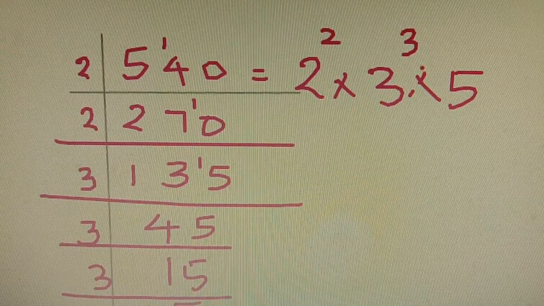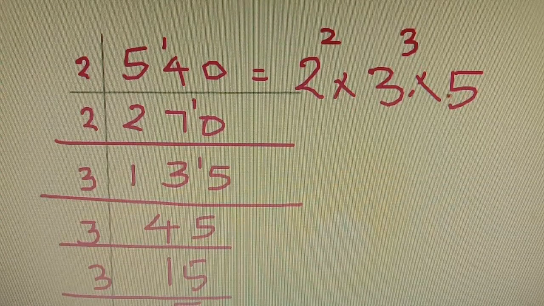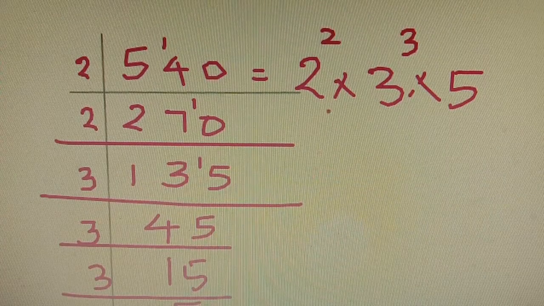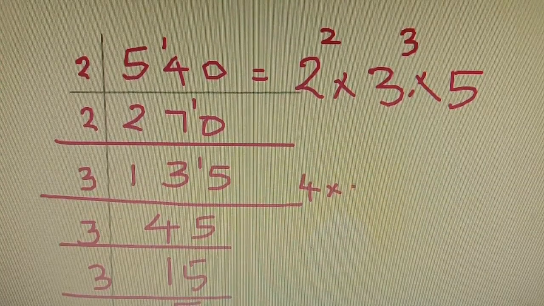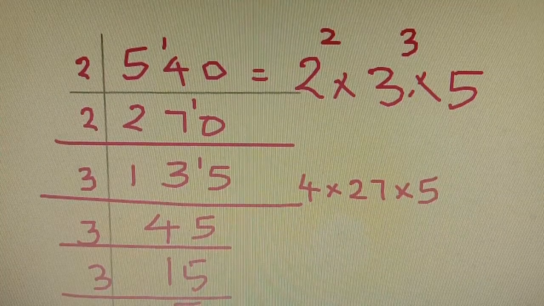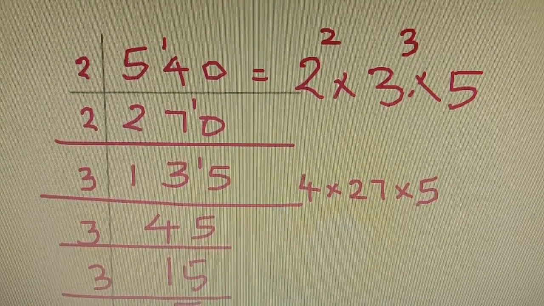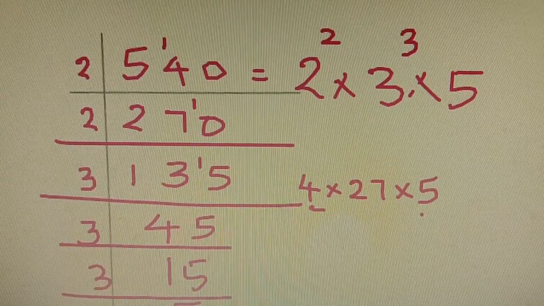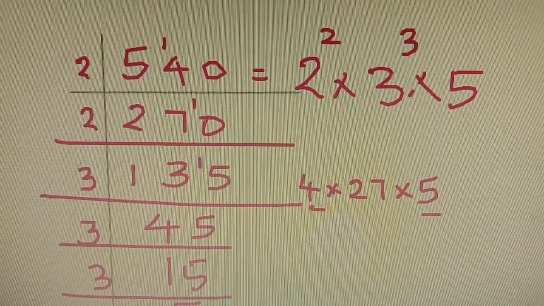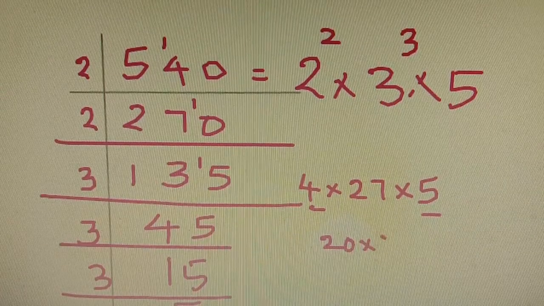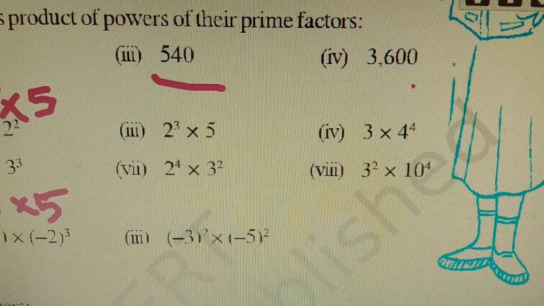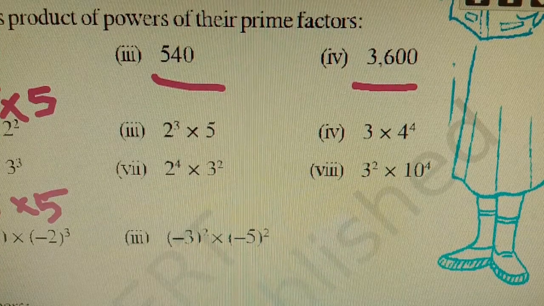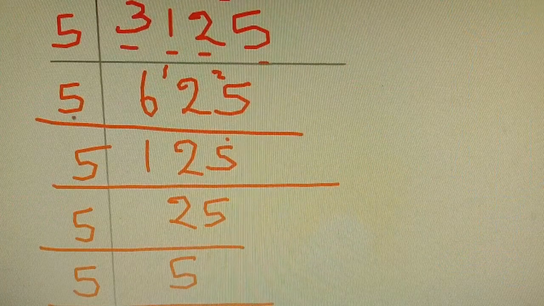Is it correct? We can just verify. 2 square means 4. 3 to the power 3 means 27. Then 5. We can multiply these all. 5 times 4 is 20, then 20 times 27 is 540. So the answer is correct. 2 to the power 2 into 3 to the power 3 into 5, that is the exponential form of 540.